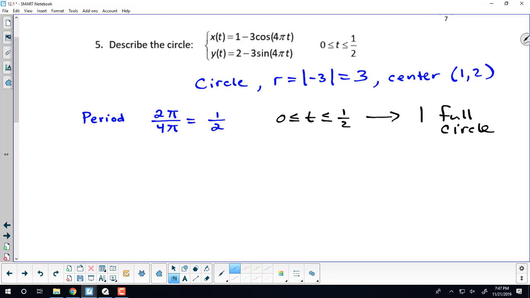Positive orientation again, since b is 4 pi. Positive orientation is counterclockwise. And the conversion is very similar to the last problem we just did.